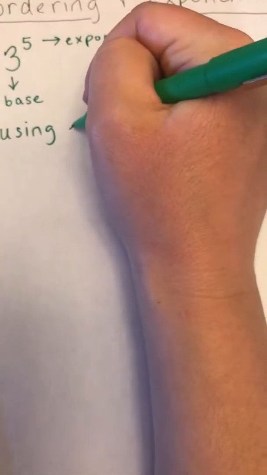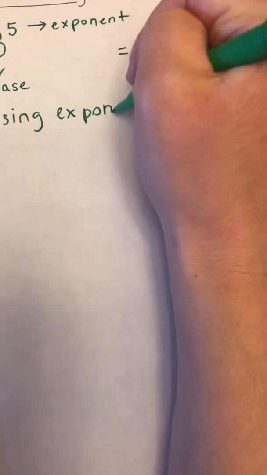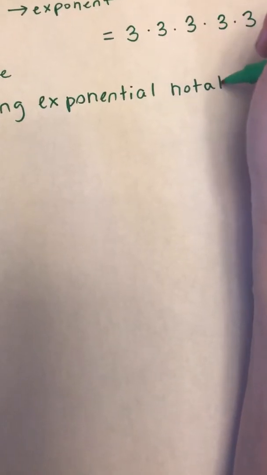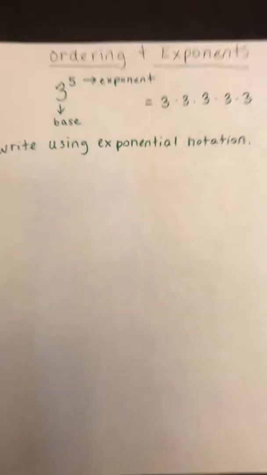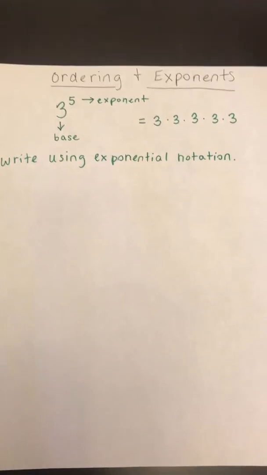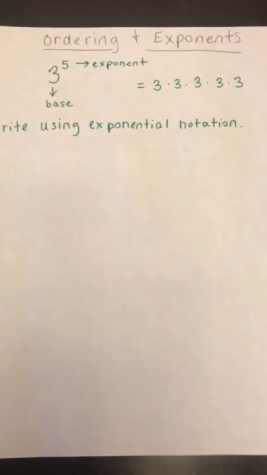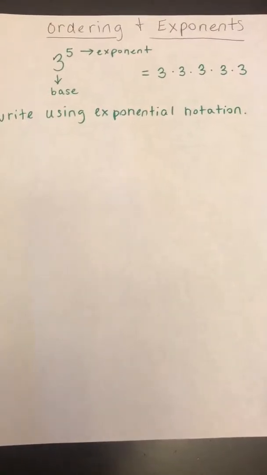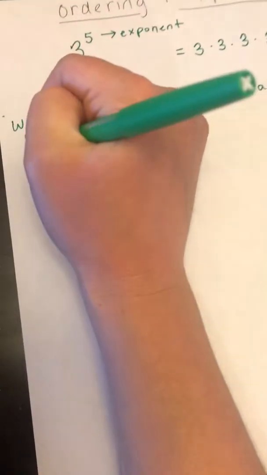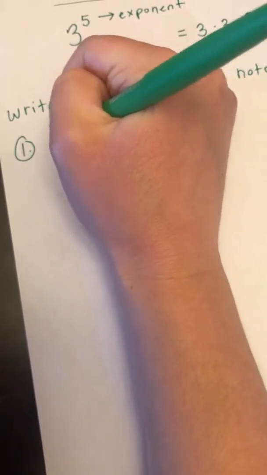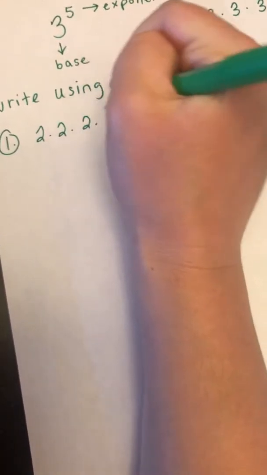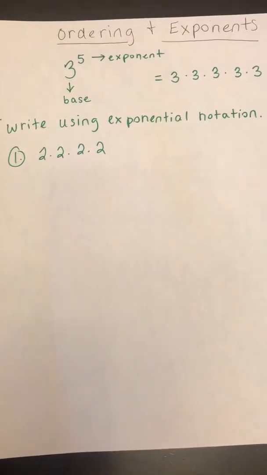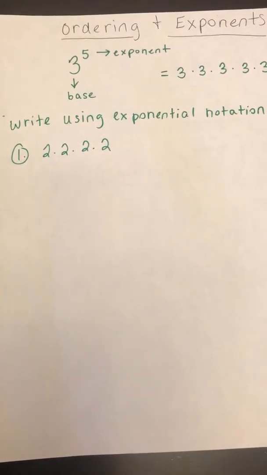Using exponential notation. And all that means is when you write something using exponential notation, the word notation is just like a note. So basically a shorter way to write the numbers to be multiplied. So for example, number 1, if I give you 2 times 2 times 2 times 2, we can write that a shorter way using exponential notation, so a note with an exponent.